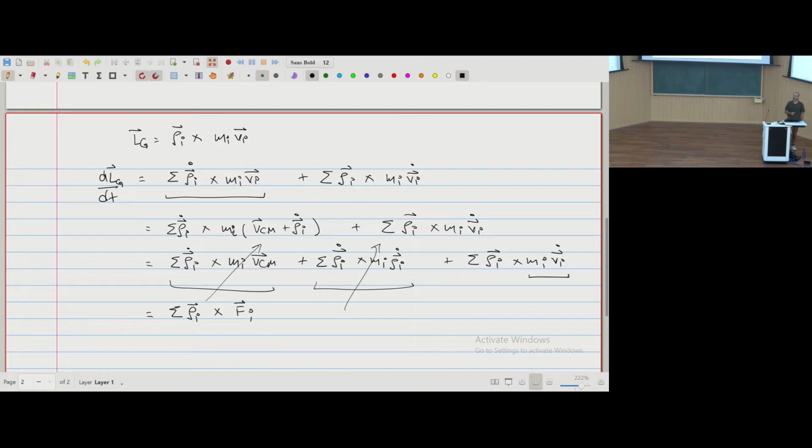And we already know that the force acting on the ith particle, mass times the acceleration of the ith particle, is the force acting on the ith particle. In fact, it's the sum of external and internal forces both, because we're talking about one particle. So its mass times the acceleration is the net force acting on that particle.